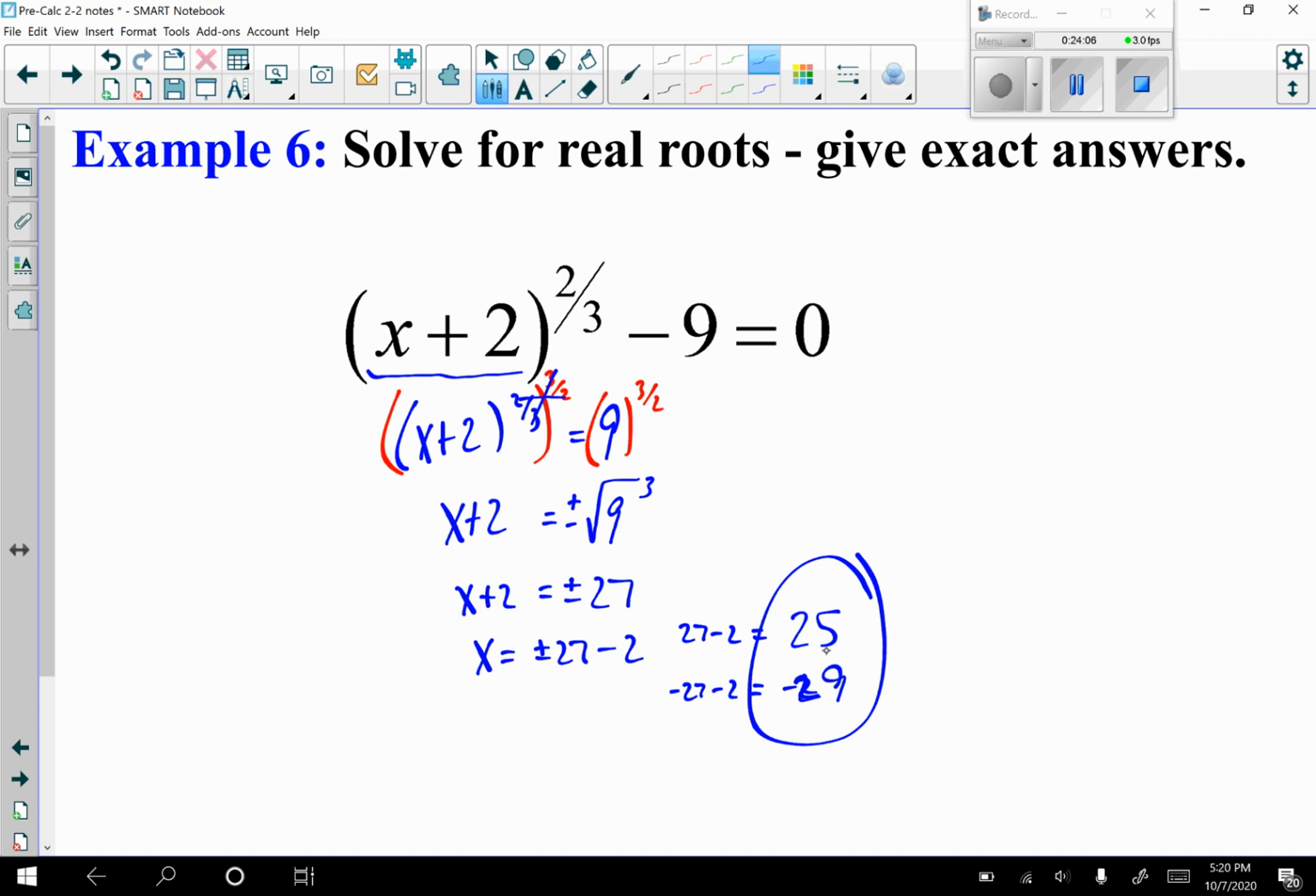You can check these if you want. You don't really need to. We did square roots. We didn't square. So we did have to remember the plus or minus. So an even denominator is what gets us that, because that's the even root. Okay.